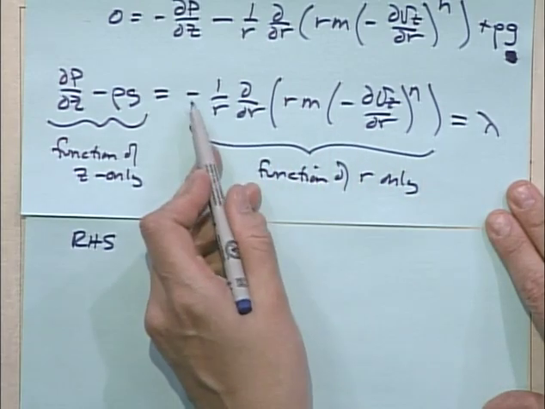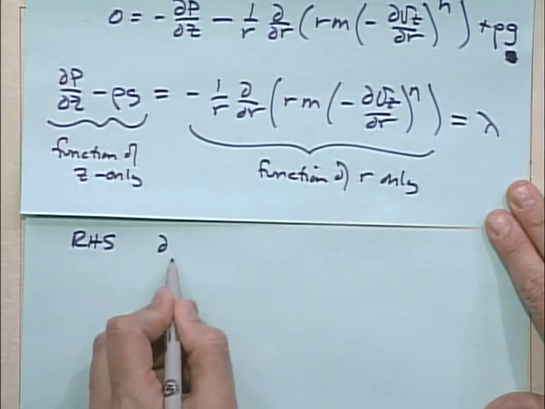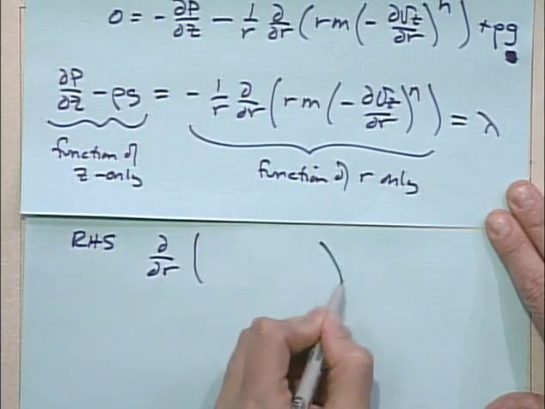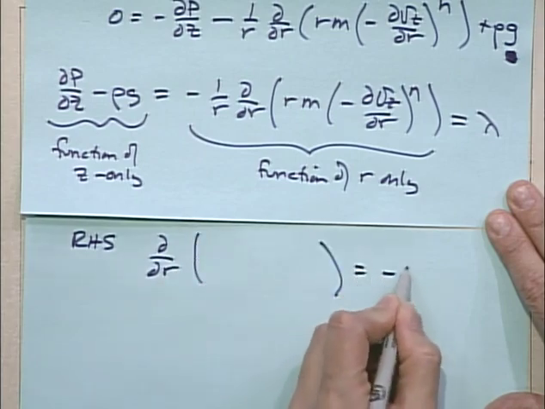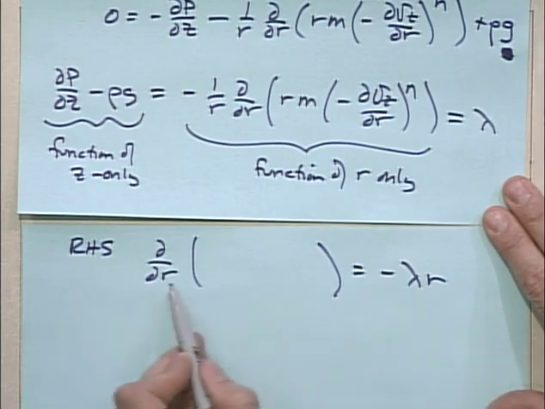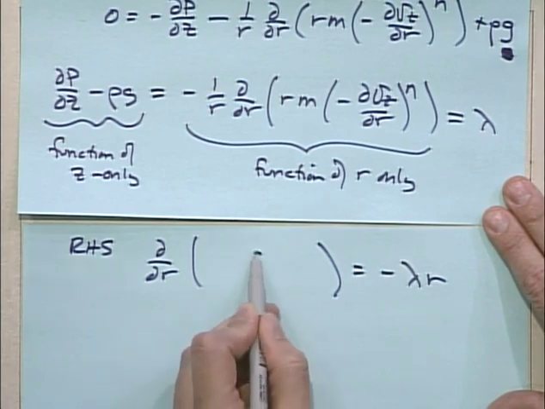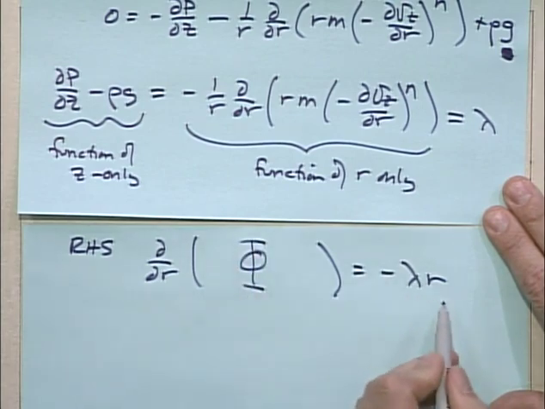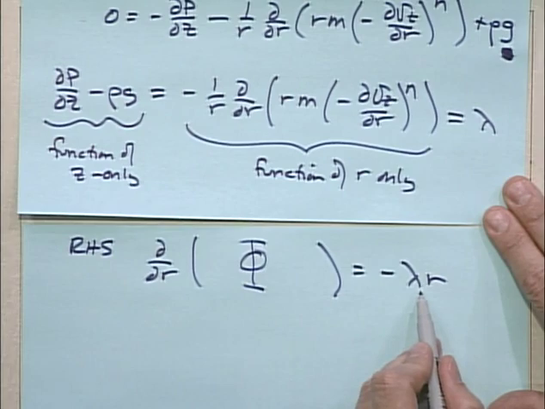I'm going to multiply through by minus r. And I get d by dr of a big mess equals minus lambda r. This whole big mess in here. Now actually I don't need to know what that big mess is, right? This is a differential equation I can solve. d by dr of something equals minus lambda times r.